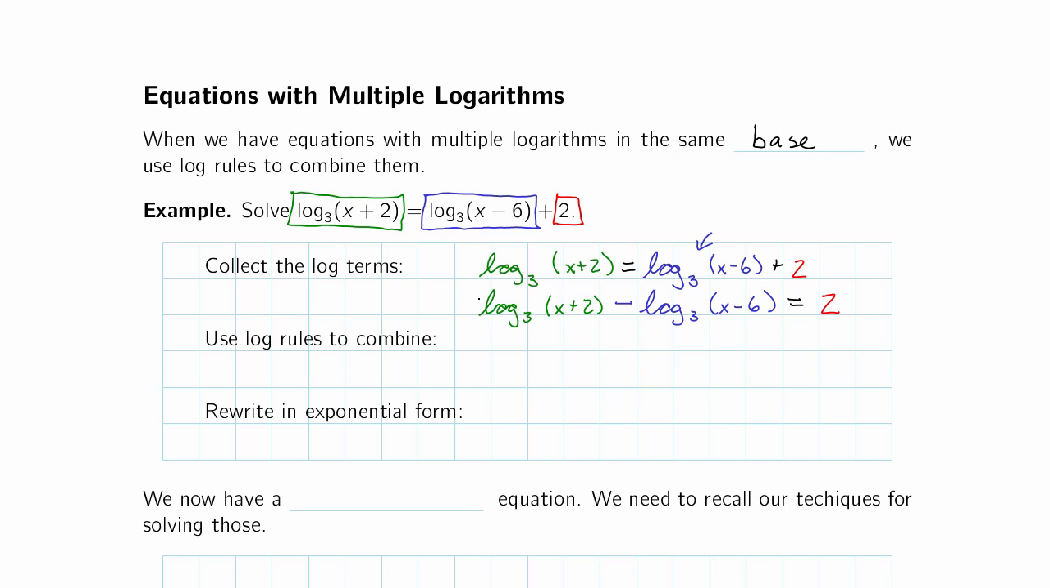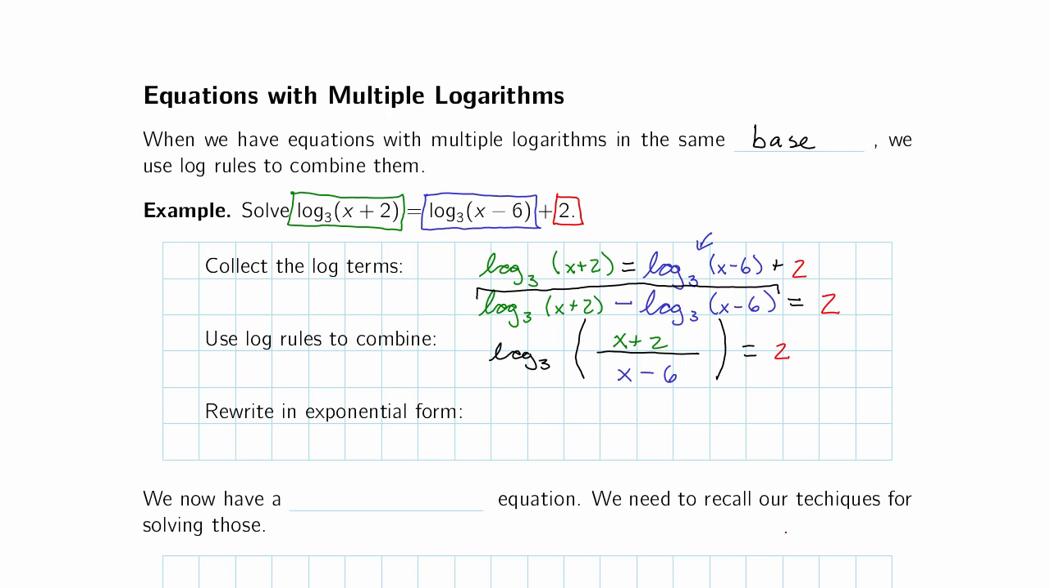Now that they're on the same side of the equation, I can use log rules to combine these two. We're subtracting. The difference of the logs is the same as the log of the quotient. So I'll have the log base 3 of the fraction x plus 2 over x minus 6. And that's equal to the 2.